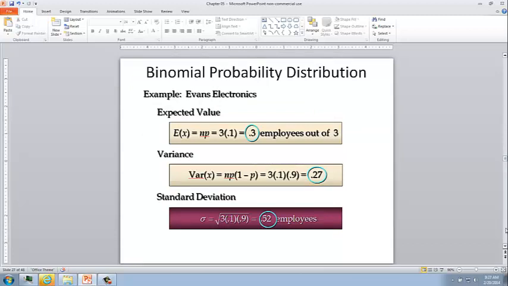So for Evans Electronics, the expected value is 0.3, which is 3 times 0.1. Hence, how do we interpret this? On average, 0.3 employees of every 3 can be expected to leave. And the variance of the number of people leaving is 0.27. And of course, the standard deviation is just the square root, which is 0.52.